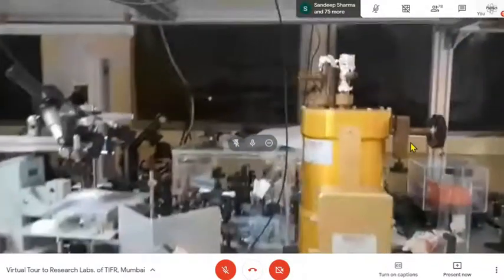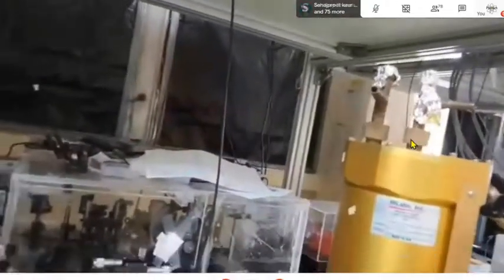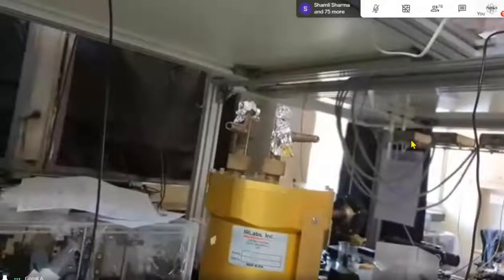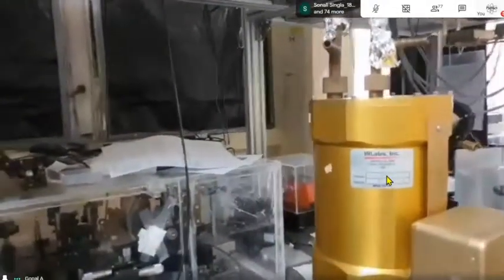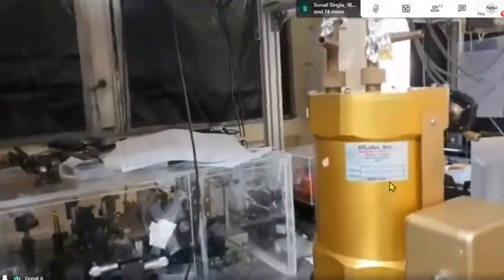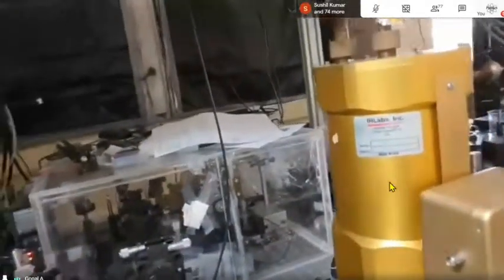So how do you detect? This gold looking one is called a bolometer. A bolometer is basically very high purity silicon at very low temperature, say 2 Kelvin. When the electromagnetic field or the terahertz falls on the silicon piece, its resistance changes. The change in resistance is measured and then calibrated with how much intensity is falling on it.